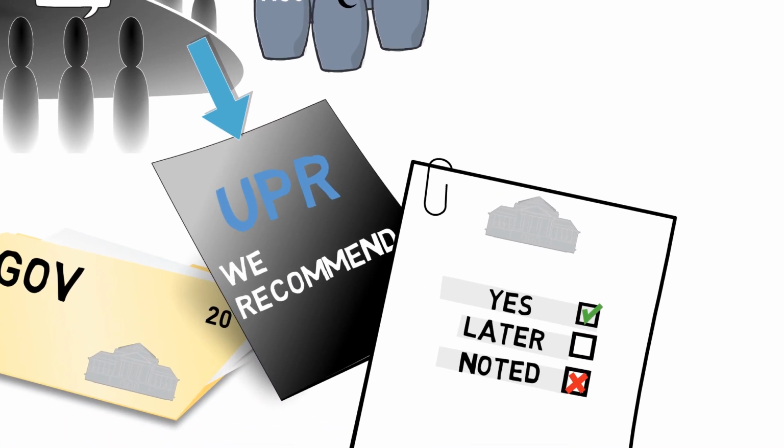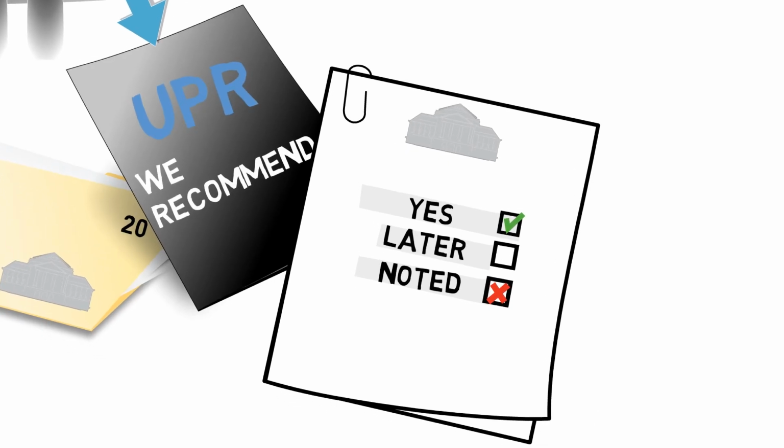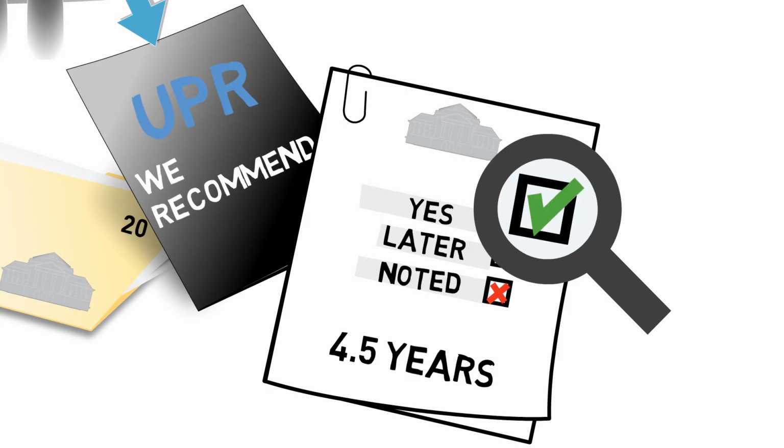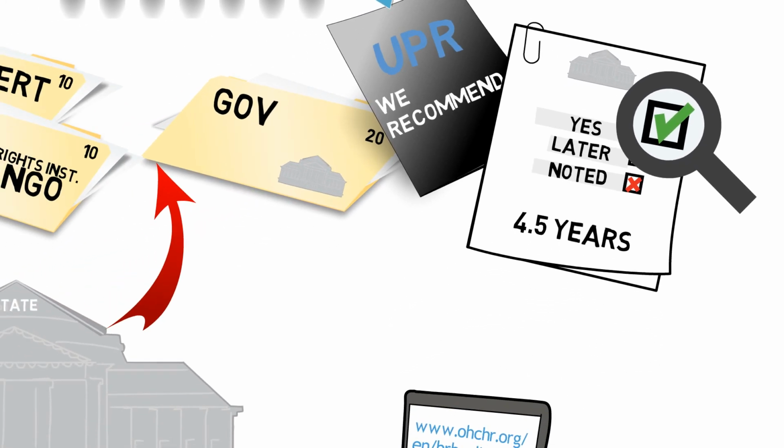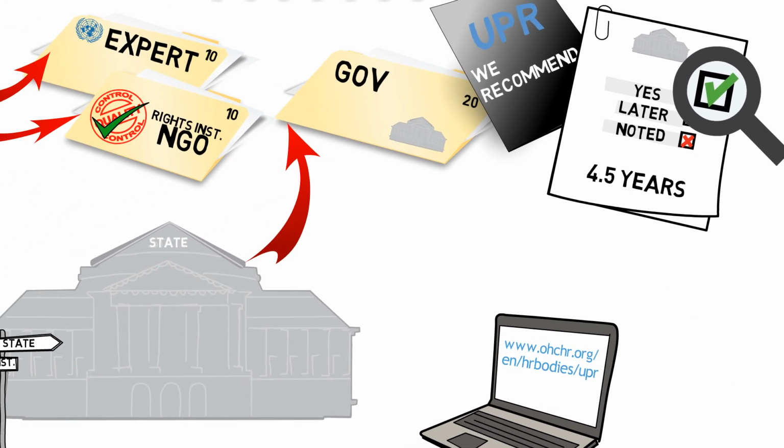The final and most important stage of the process is, of course, the 4.5 years of implementation that follows the review, during which the government is supposed to live up to its pledges. Monitoring whether it does and advocating for implementation are important tasks for civil society.